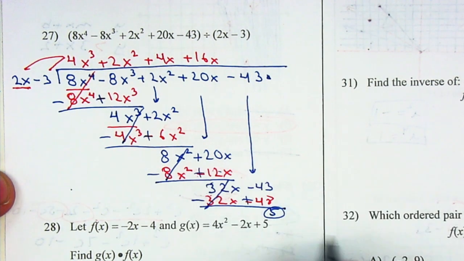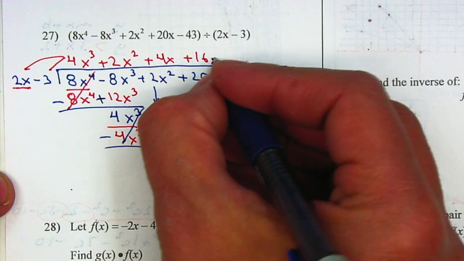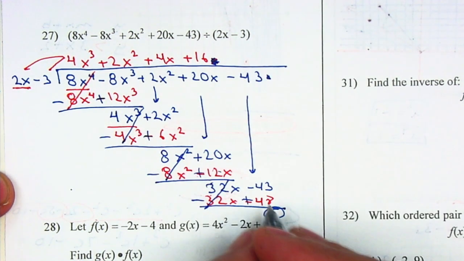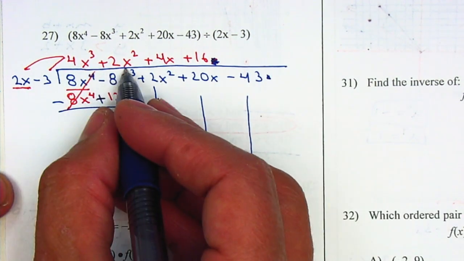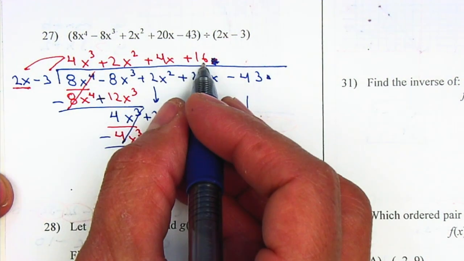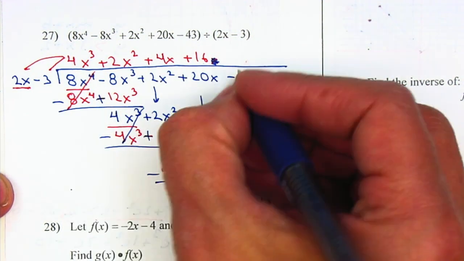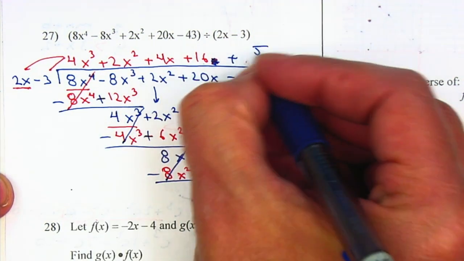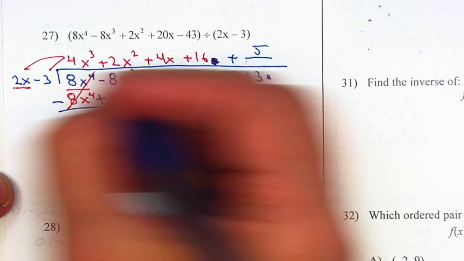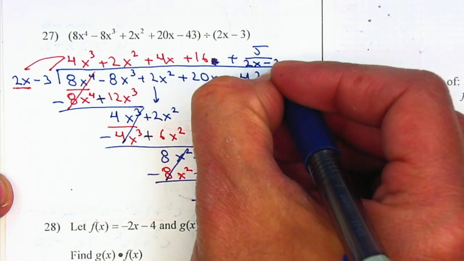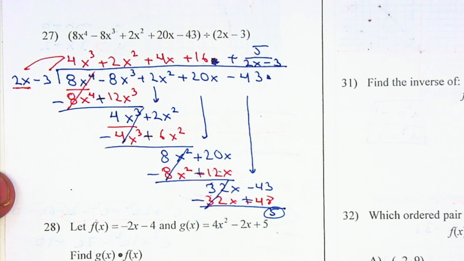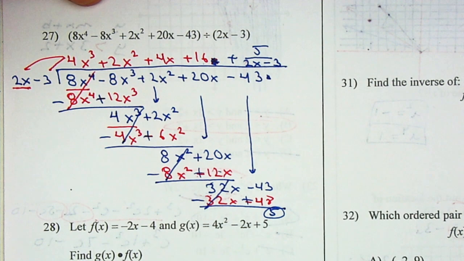Positive 5. So my answer, oh, and I have an extra x. Ignore the x. My answer will be 4x to the third plus 2x squared plus 4x plus 16, then plus 5 is the remainder over the divisor, which is 2x minus 3. Let's continue to problem number 28.